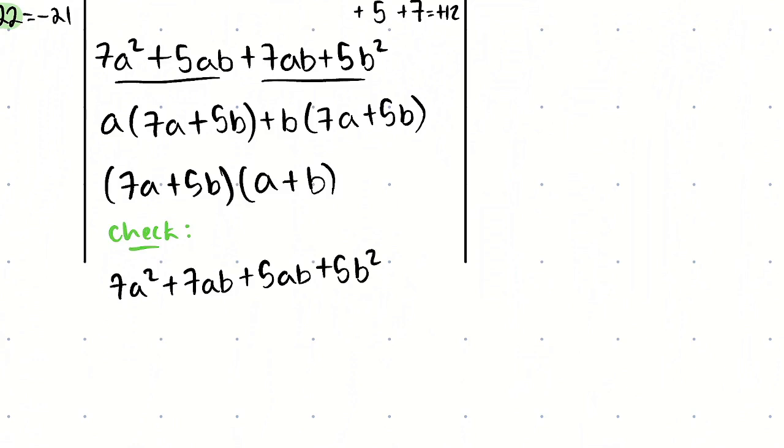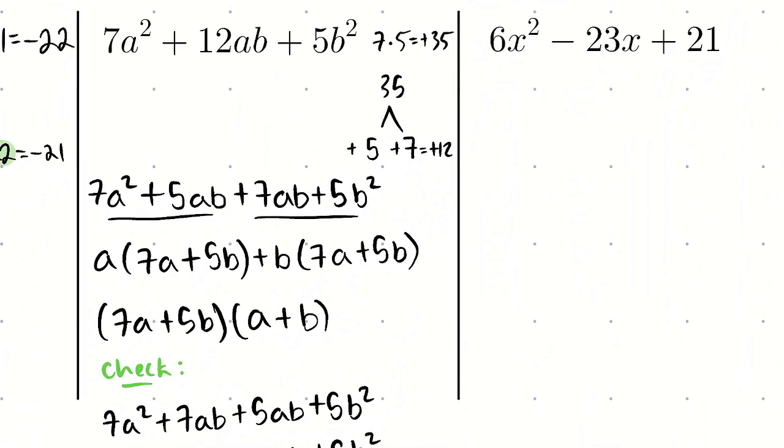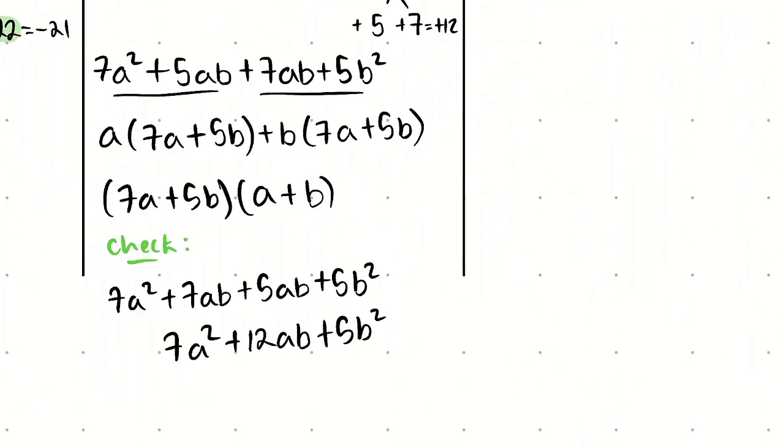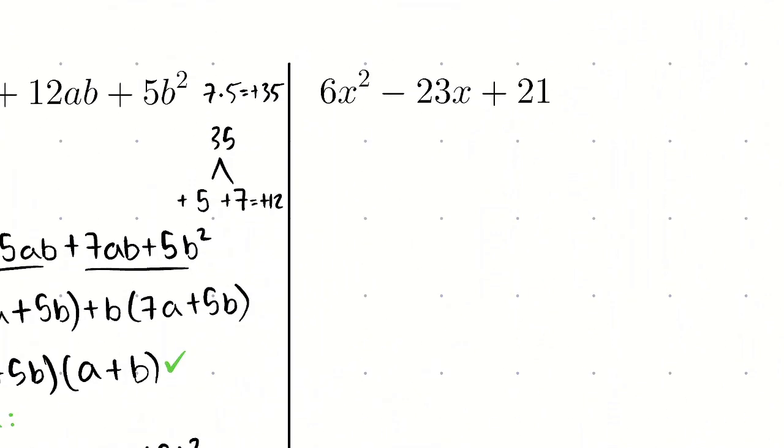And we add those two middle terms, we end up with 7a squared plus 12ab plus 5b squared. That checks out with what we started off with, so this is correct. This has been factored correctly using the AC method. Now let's look at this last problem here.